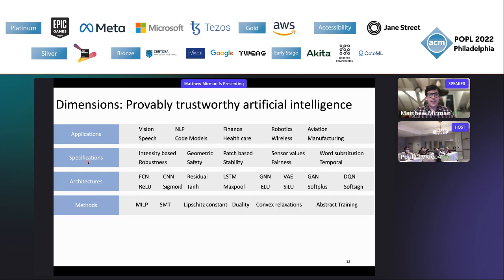And of course, one of the most important dimensions here is the type of system that you would want to apply to get guarantees on your artificial intelligence systems. For example, we might want to use complete verification because finding counterexamples is important. So we would apply MILP or SMT techniques, or we could be using dual or convex relaxation and approximate methods to get trustworthy artificial intelligence systems, or we would possibly want to build systems with guarantees from the ground up, such as in abstract training methods.